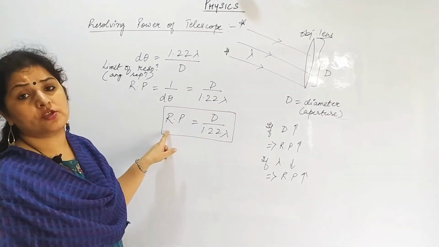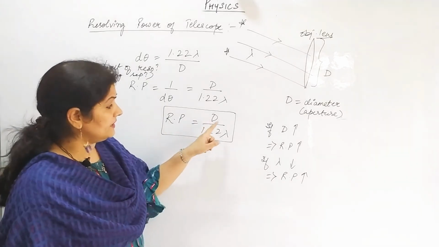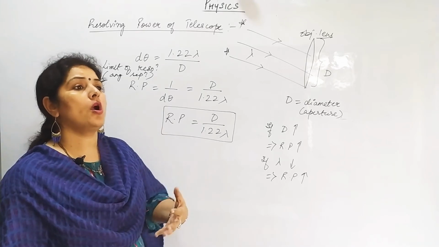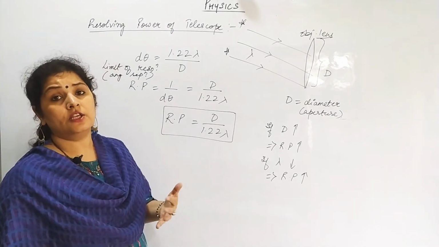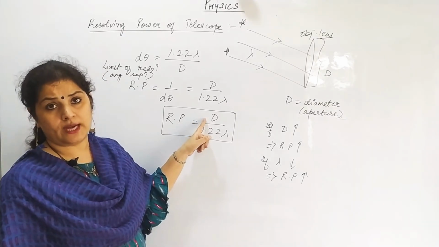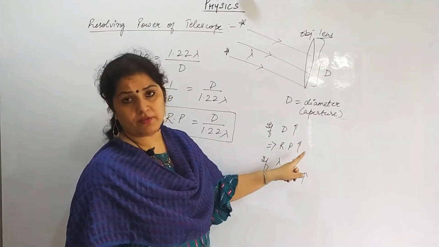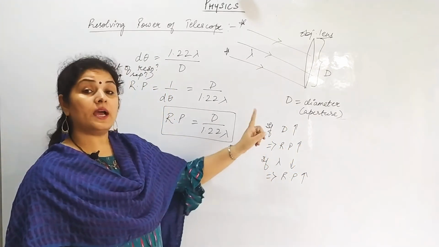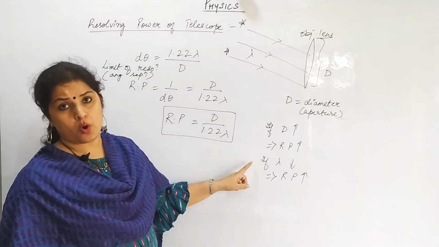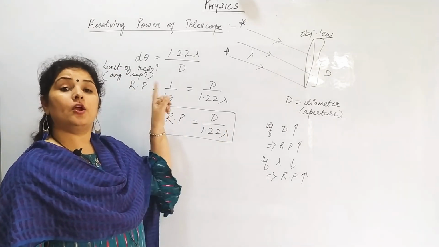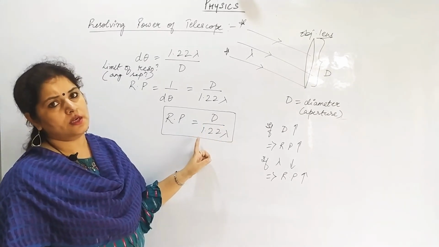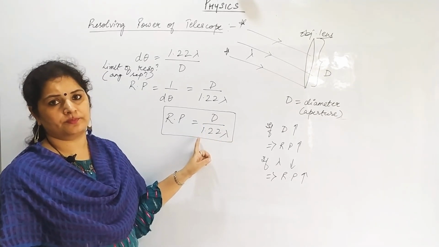So resolving power of an astronomical telescope depends on the diameter of the telescope and the wavelength of light used, right? So if suppose we want a telescope whose resolving power is high, what we will check when we purchase a telescope? Its diameter should be big, right? If diameter is large, resolving power will be large. If lambda used in the observation is small, then resolving power will also be high. In order to get a better resolving power, we reduce the wavelength, and 1.22 is here a constant from the standard expression, right?